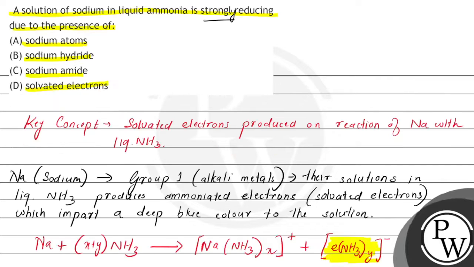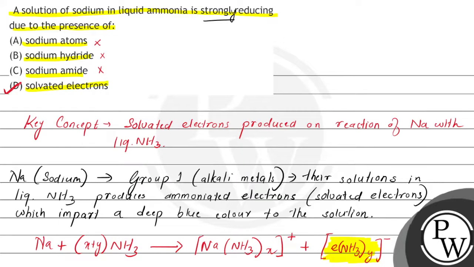So question check, options check कर लेते हैं. Options में given है a solution of sodium in liquid ammonia is strongly reducing due to the presence of, option A has sodium atoms. This is not true. This entire solution is not reducing due to the presence of sodium atoms. It is also not reducing due to the presence of sodium hydride. यहाँ पर sodium hydride की formation होती ही नहीं है. Sodium amide की formation much later stage में होती है, and this is not responsible for the reducing nature.